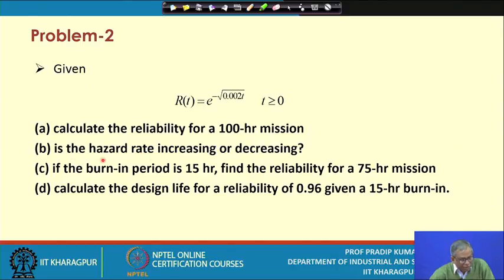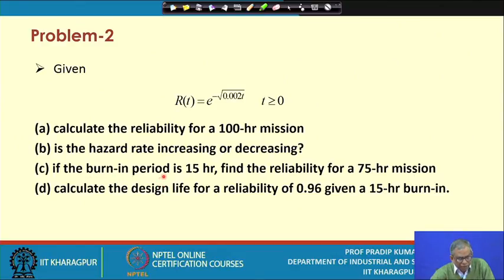What is the hazard rate? Is the hazard rate increasing or decreasing? We have already explained what its implication is. If the hazard rate increases, what does it mean? And if the hazard rate decreases, what does it mean? Under what conditions, or what are the possible reasons, is the hazard rate increasing, or what are the possible reasons that the hazard rate is decreasing? If the burn-in period, we have already explained what this burn-in period is, that means this is also referred to as the early failure phase, or you can say the child mortality phase.